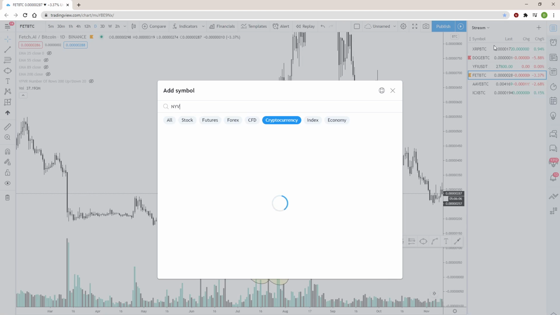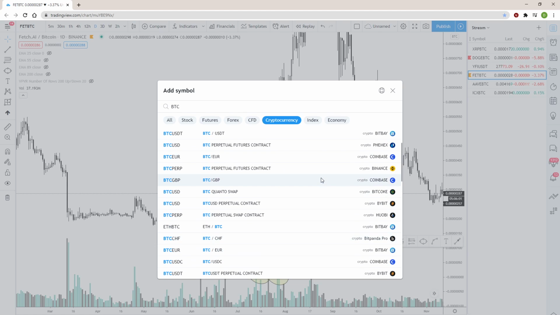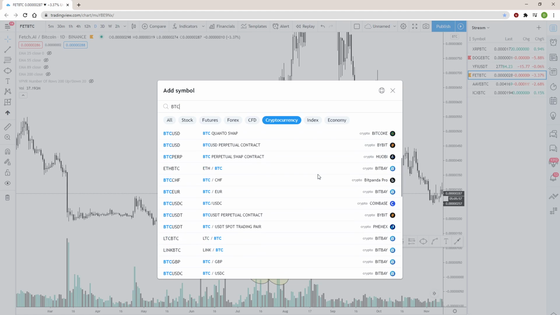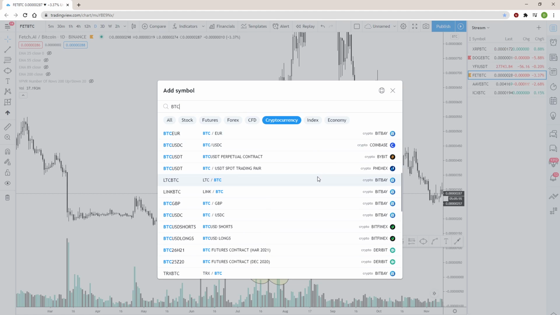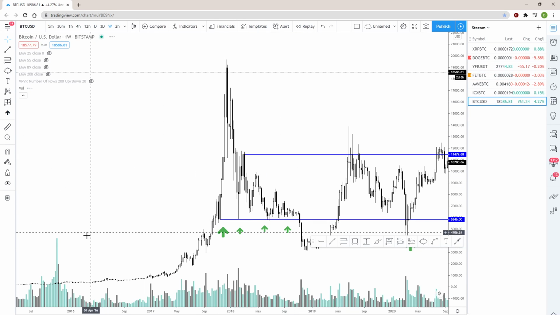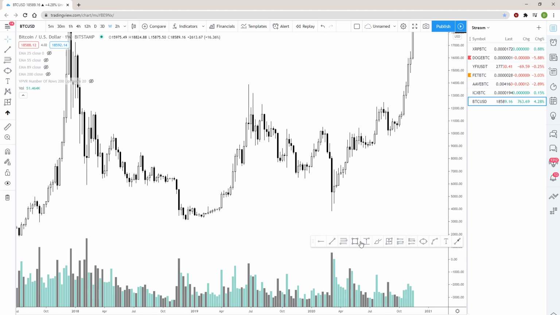And so let's look again really quick at BTCUSD here. This is another example of accumulation.